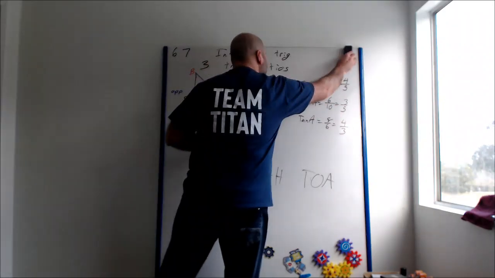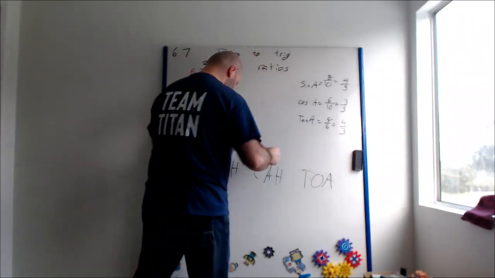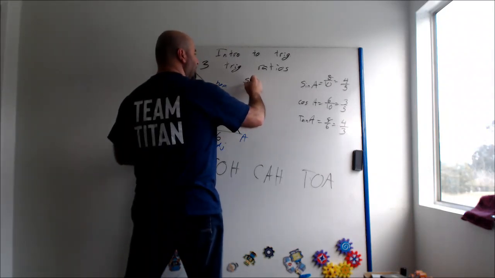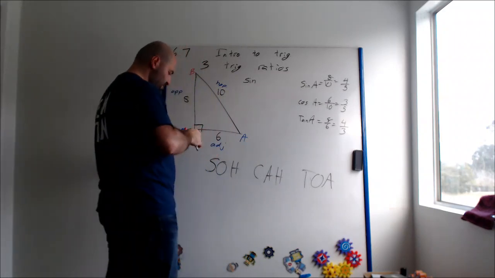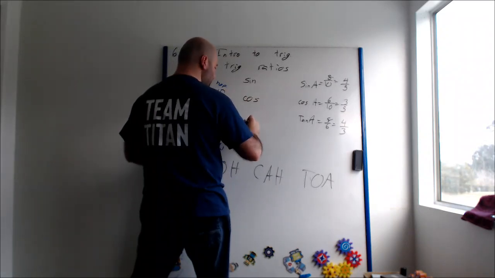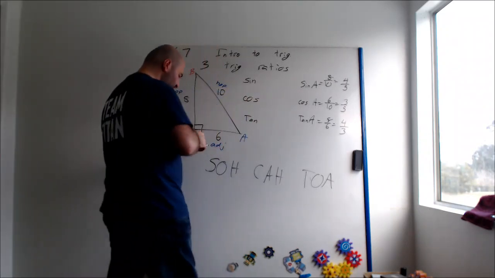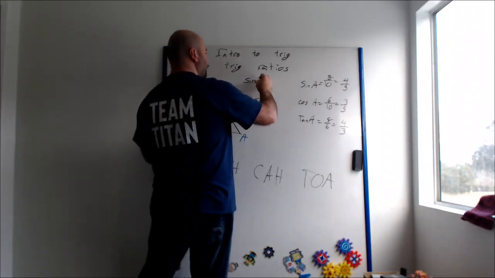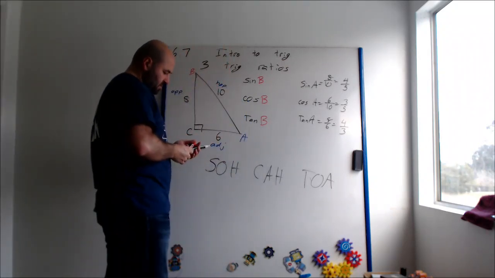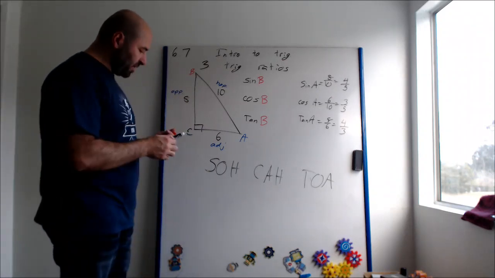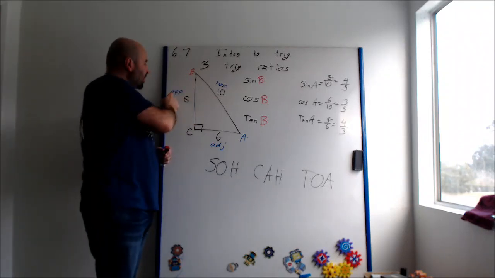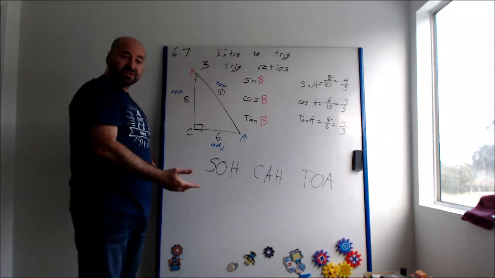I'm going to delete this, and now let's figure out sine of B, cosine of B, and tangent of B. Now that we are focused on B, this becomes my reference angle, and so all of this information switches.